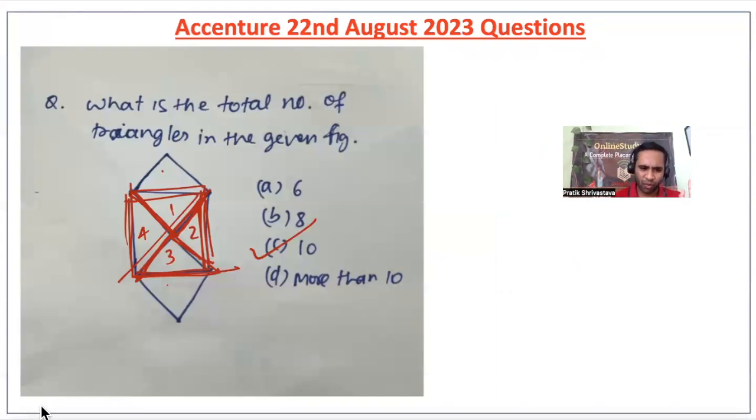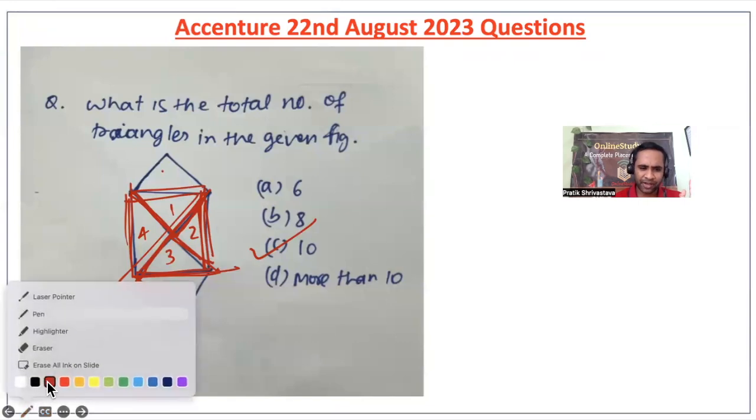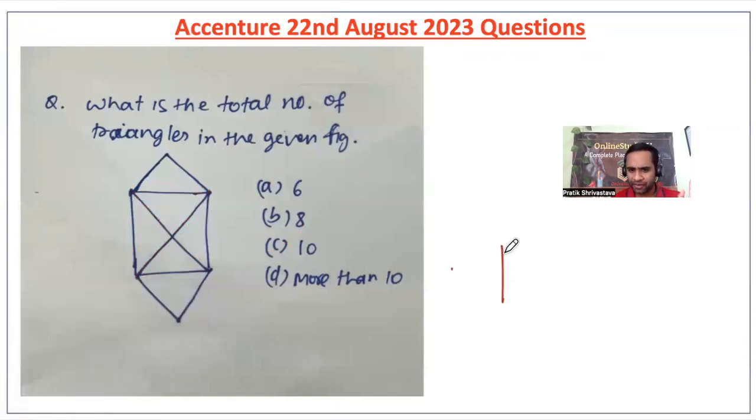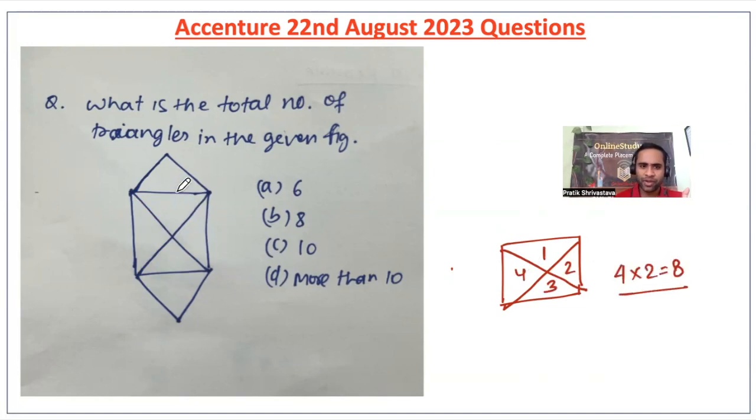Now, friends, what exactly you have to do? Whenever we have a square-based problem and you have to find the triangles, count the number of boxes, 1, 2, 3, 4, and after counting just multiply by 2. So 4 into 2. This particular box, we have 1, 2, 3, 4, so total 8 triangles. And you can see this is one triangle, 9, and this is one more triangle, 10.